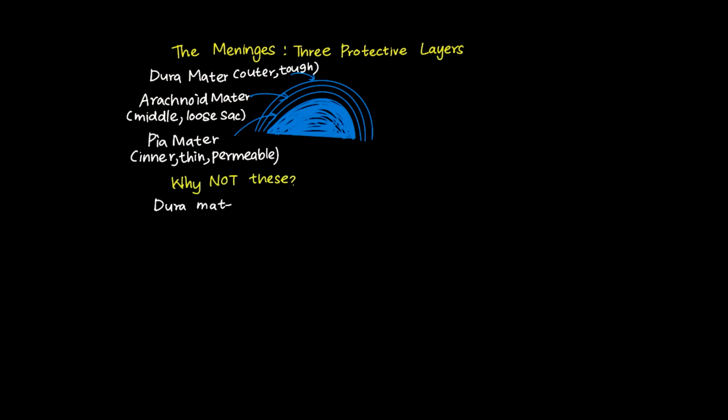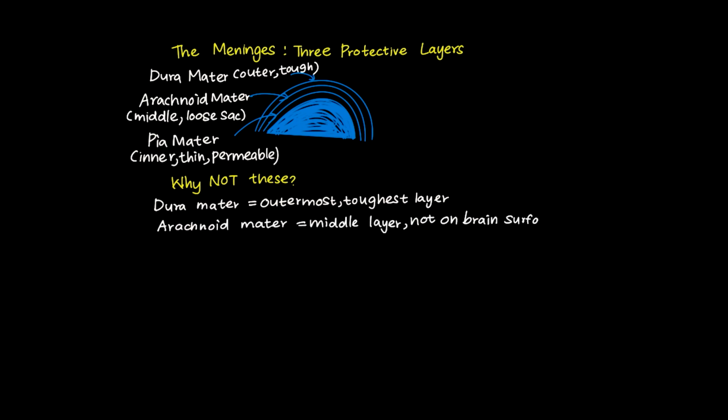The dura mater is the outermost layer, tough and thick, the opposite of what the question describes. The arachnoid mater sits in the middle, forming a loose sac between the dura and the pia. The periosteum covers bone surfaces, not brain tissue. It's not even one of the meninges.